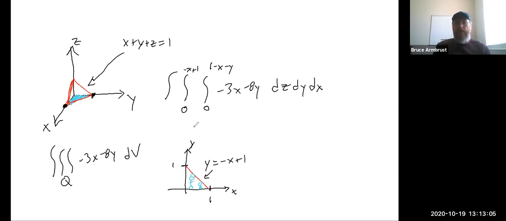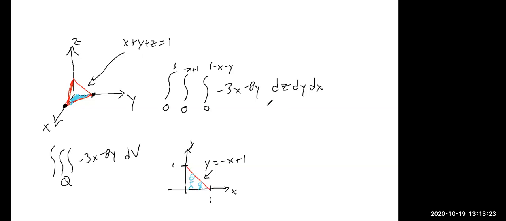All right, so there are the bounds then for y. And then the bounds for x, integration man is going to walk from x equals 0 out to x equals 1. So there's the setup if we do dz, dy, dx.